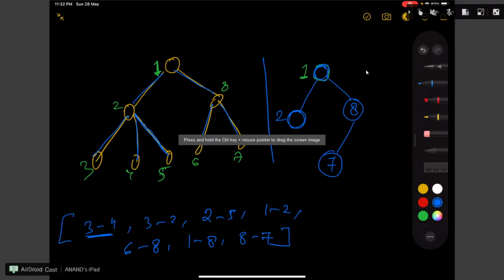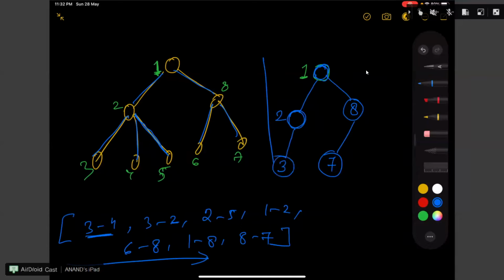Now, as the tree is not complete, you will repeat the same procedure. You go through this edge list again. 3, 4: both are undrawn. 3, 2: 2 is drawn, so you draw 3. After that 2, 5: yes, you can draw it because 2 is drawn and 5 is not. 1, 2 is already drawn. 6, 8: 8 is drawn, 6 is not, so you draw 6. Then 1, 8 and 8, 7 are already drawn. So after this, your tree formation is nearly over.